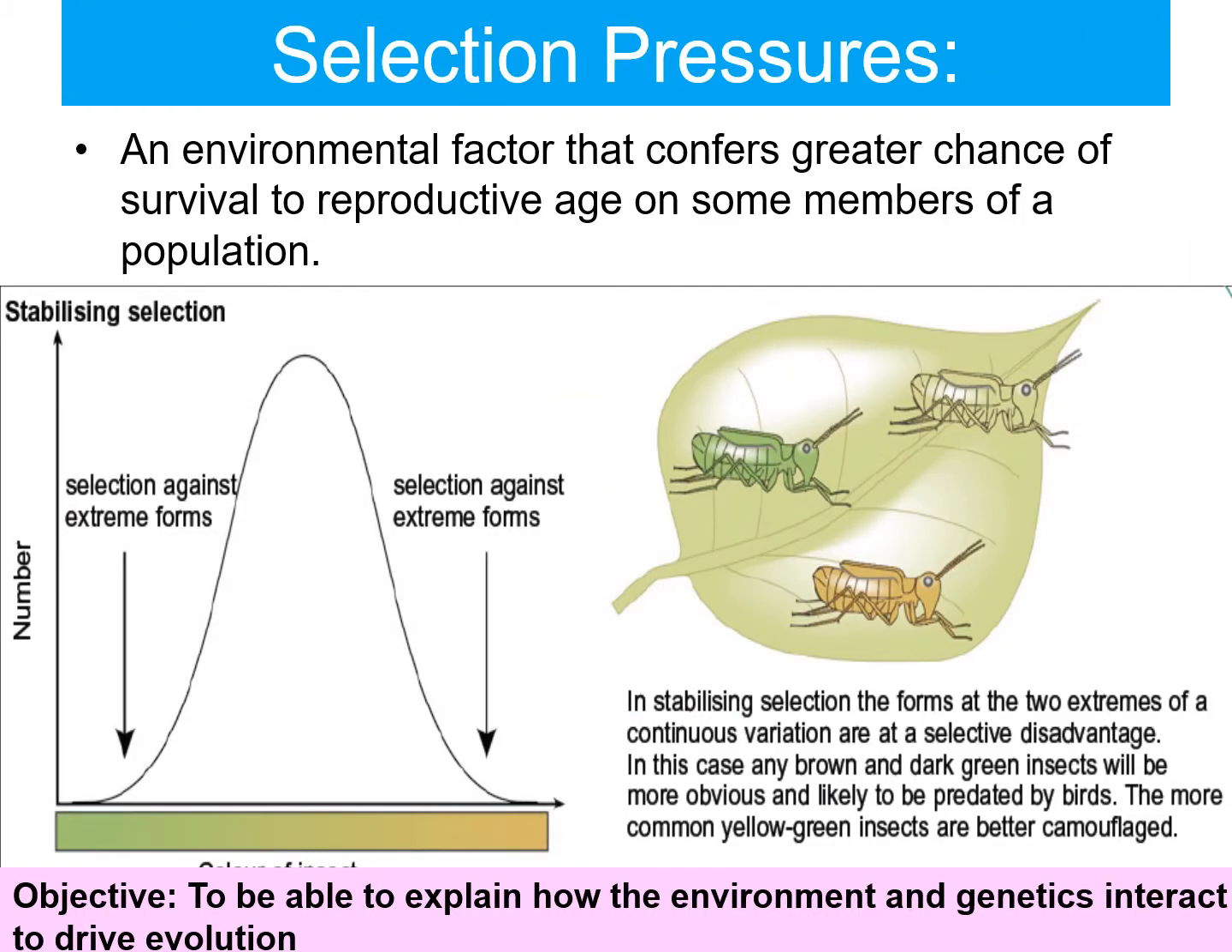Let's look at it in terms of selection pressures, and then look at how evolution occurs. First of all, you need to understand the term selection pressure. This is just an environmental factor that increases the chance of survival. If you look at these leaves and these insects here, this insect has the greater chance of survival because the selection pressure is the colour of the leaf, and it either offers camouflage or it doesn't.